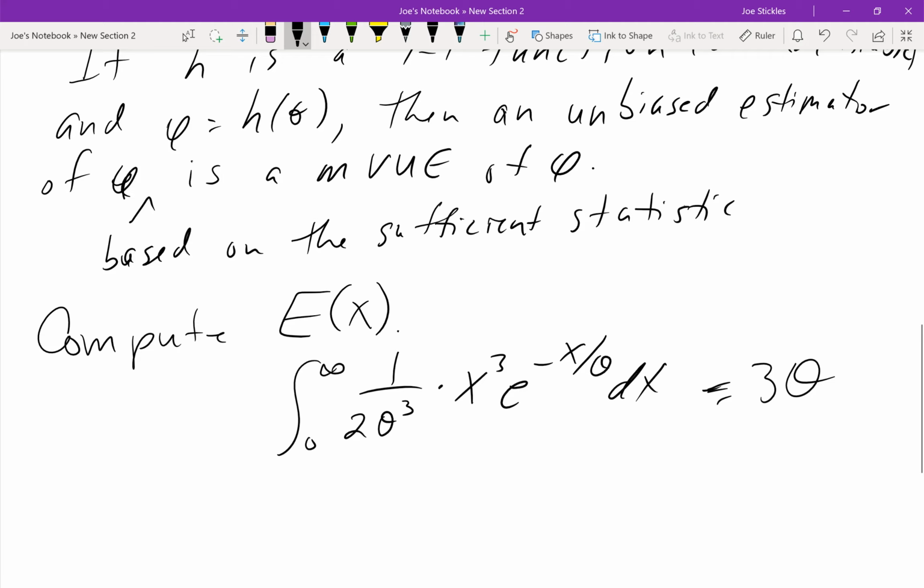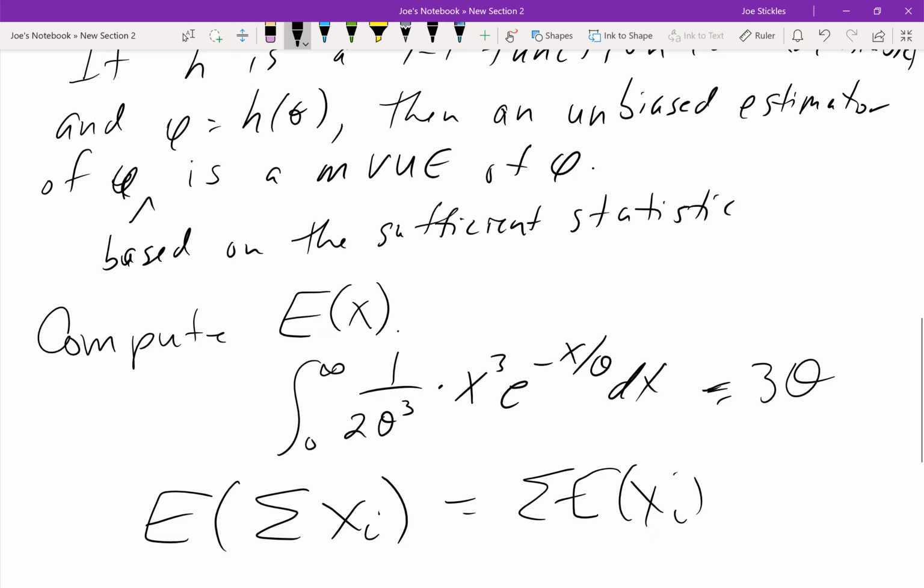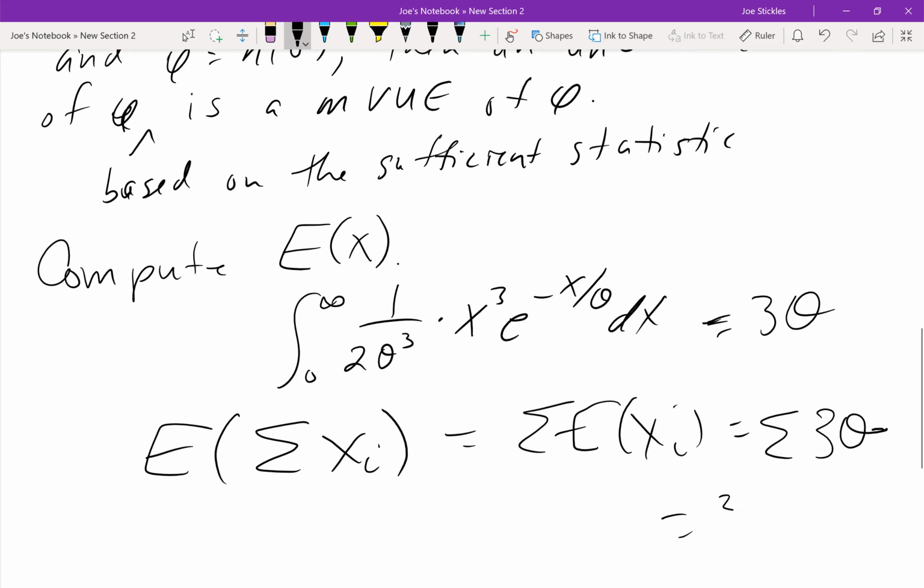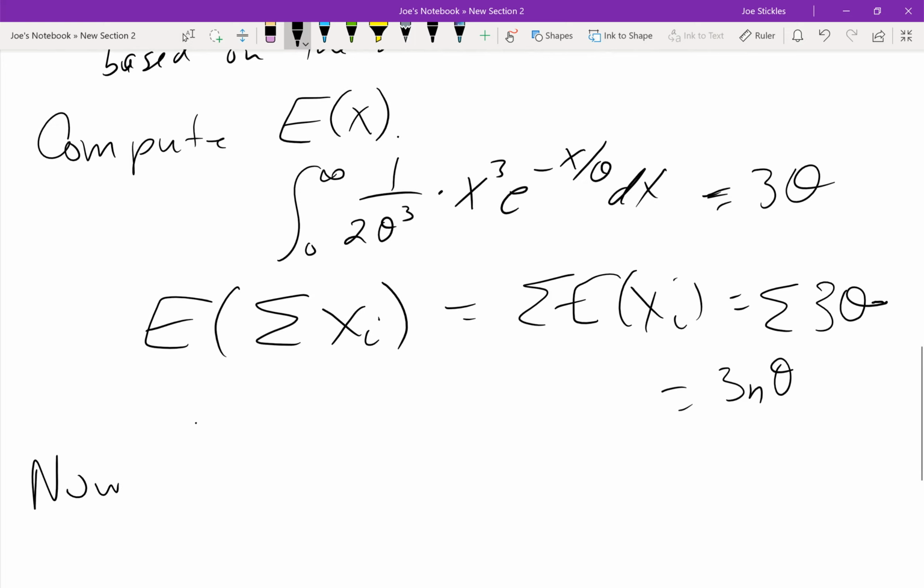All right, so if I then wanted to do the expected value of the sum of your x sub i's, what would you get? Sum of the expected values. You get the sum of the expected values, and each of them has an expected value of 3 theta, right? So this becomes 3n theta. All right. So we know that the sum of the x sub i's is sufficient for theta, but it certainly is not unbiased, right? We agree? What would we need to do to the statistic to make it unbiased? Yeah, divide by 3n, right? Okay, so now 1 over 3n times the sum of the x sub i's is an unbiased estimator.